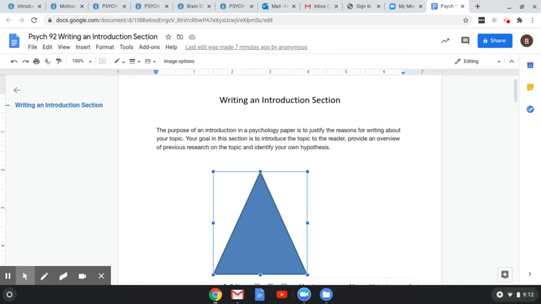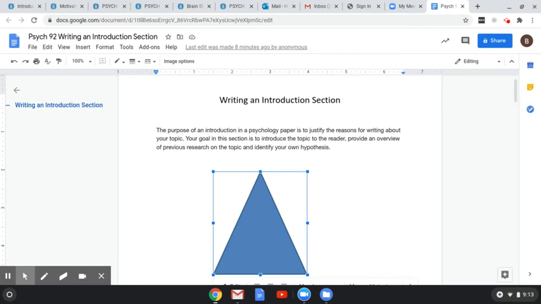So the method section obviously was all about what you did specifically, what materials you used specifically, who the subjects or participants were specifically, and what type of design it was, including statistics. In the introduction section, this is where we're making our background of the field, the background of what was done. So as you can see here, the purpose of an introduction in a psychology paper is to justify the reasons for writing about your topic. Now remember, in the theory data cycle, we start with a theory and then work our way towards a hypothesis, which is a testable prediction of that theory.